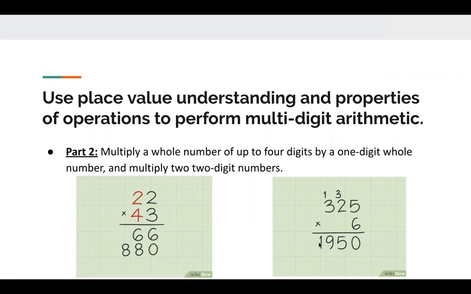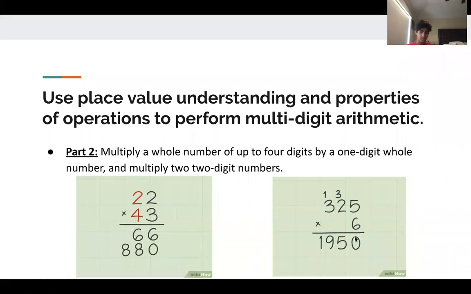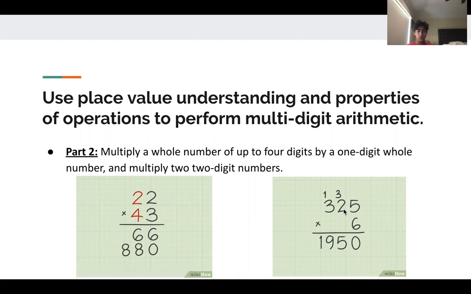And then this one, very, very similar algorithm. You're just going to go ahead and do 5 times 6 to give you 30. So you put the 0, you carry the 3. You get 2 times 6 to give you 12, plus 3 is 15. You get a 5, carry the 1. 3 times 6 is 18, add the 1, get 19, and then your final answer is 1950.